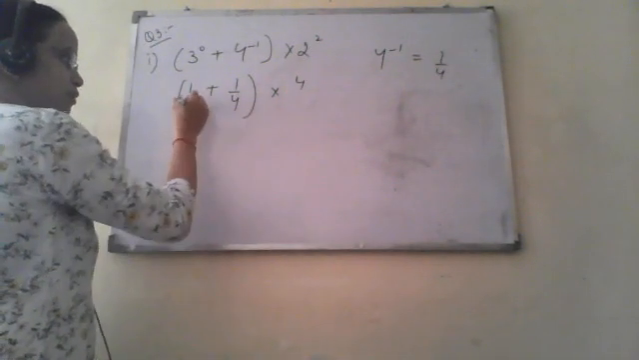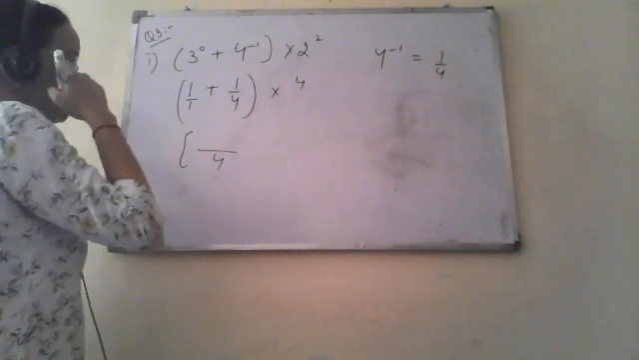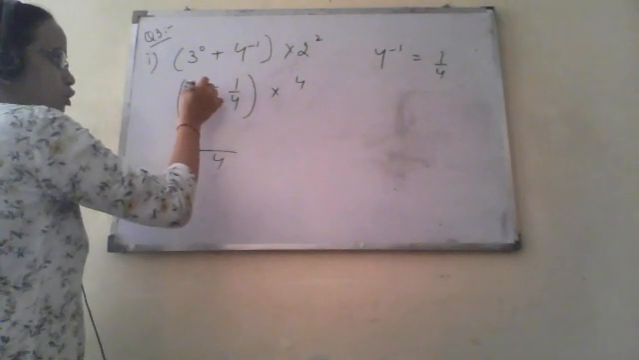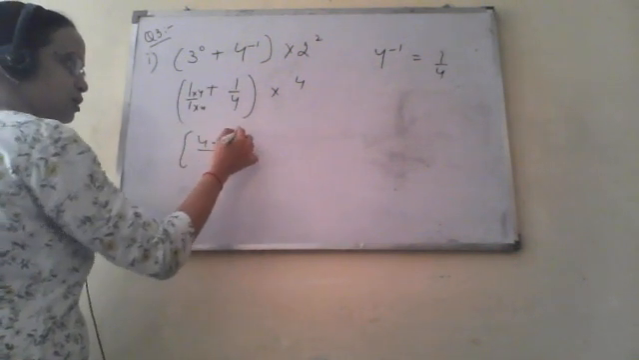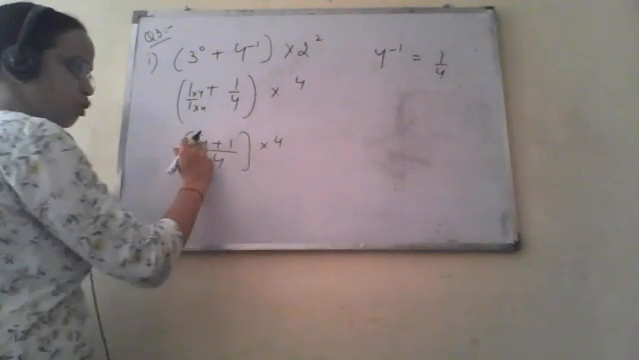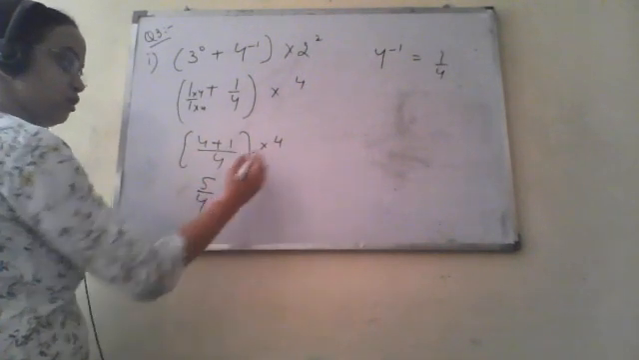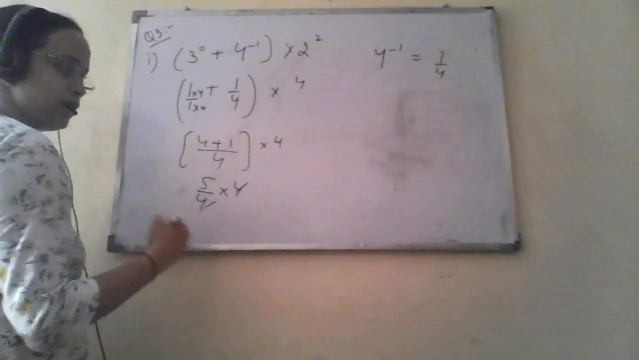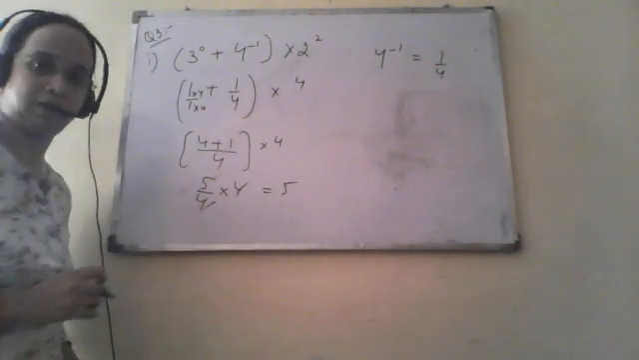Now we take the LCM. It will become 4 into 4, that is 4 plus 1 into 4. 4 plus 1 is 5. 5 upon 4 multiplied by 4. This 4 will get cancelled out and the answer will be 5. Clear?